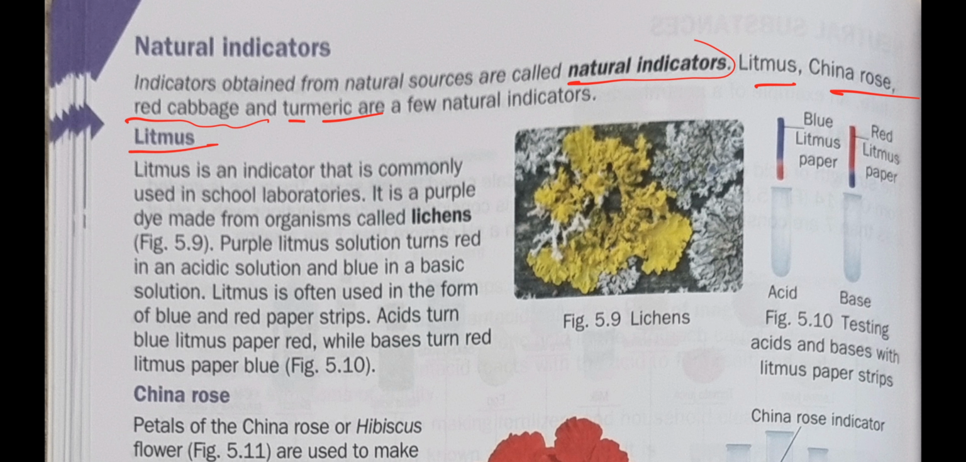What is litmus? Litmus is an indicator that is commonly used in a school laboratory. It is a purple dye made from an organism called lichen. You can see the picture. Purple litmus solution turns red in an acidic solution and blue in a basic solution. Litmus is often used in the form of blue and red paper strips. Acids turn blue litmus paper red, while bases turn red litmus paper blue.